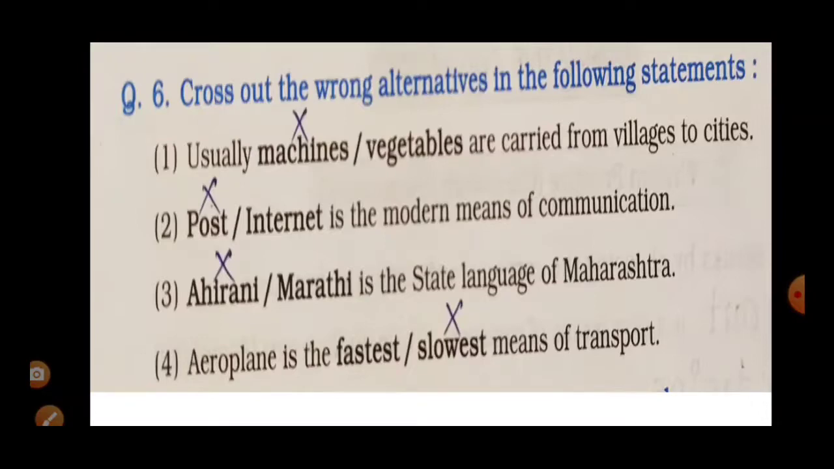Marathi is the state language of Maharashtra. Number 4, aeroplane is the fastest or slowest means of transport. Here slowest is the wrong word.